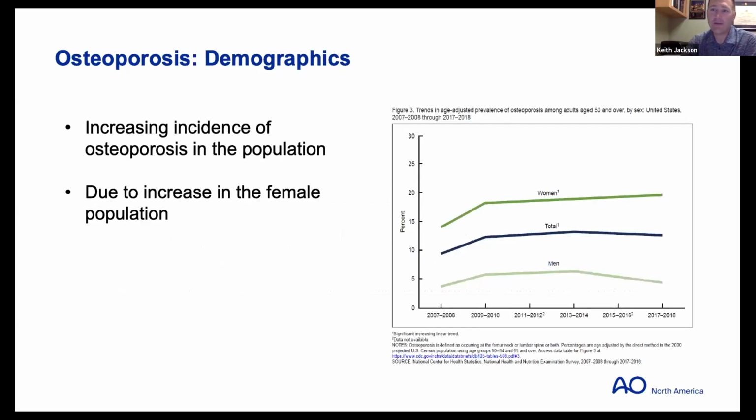As we look at demographics, it's a problem that's increasing. In a survey of our national population and the incidence of osteoporosis, you can see the blue line in between shows an increase between 2007 and 2017. I think it's notable that the male rate remained about the same. So the increase in the overall population is 100% related to an increased incidence in the female gender in our country.